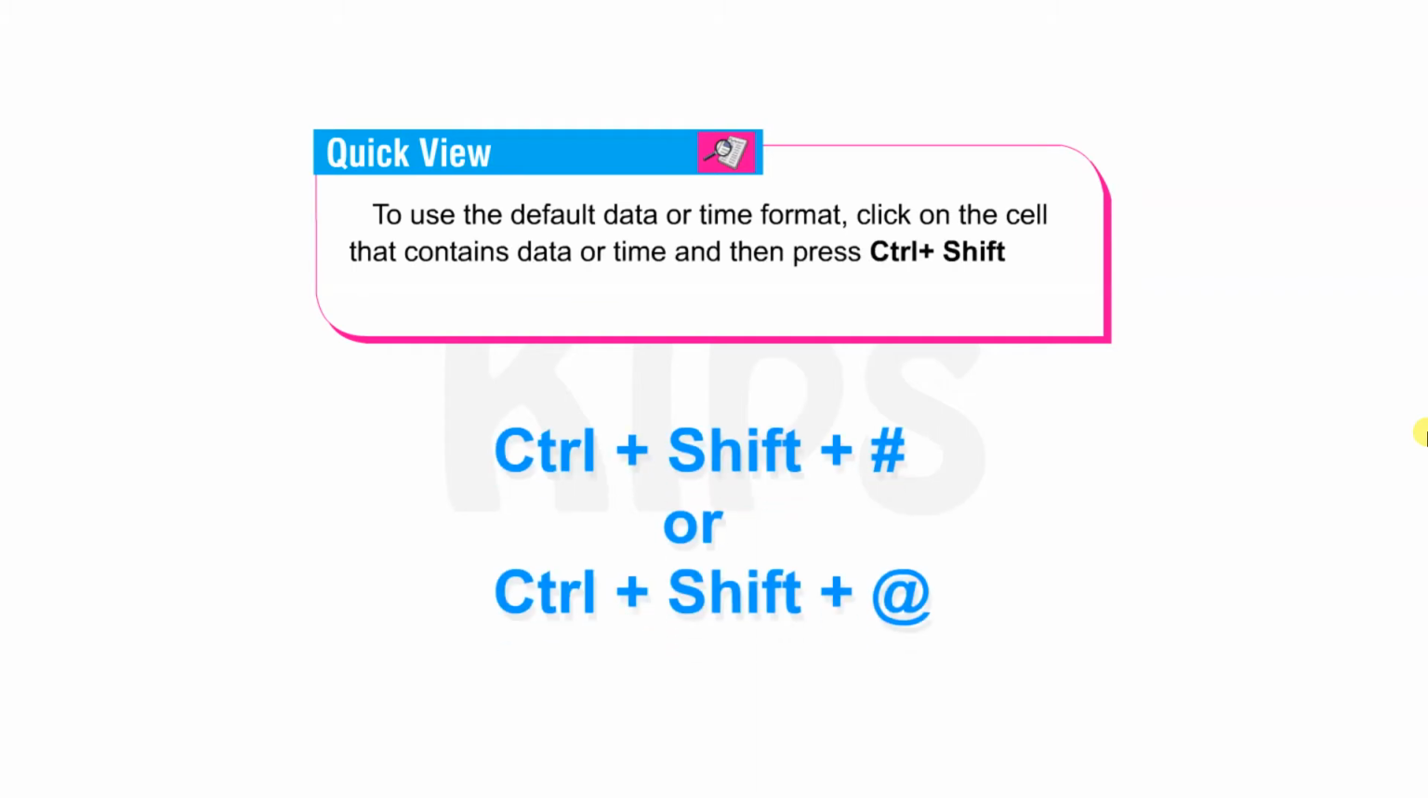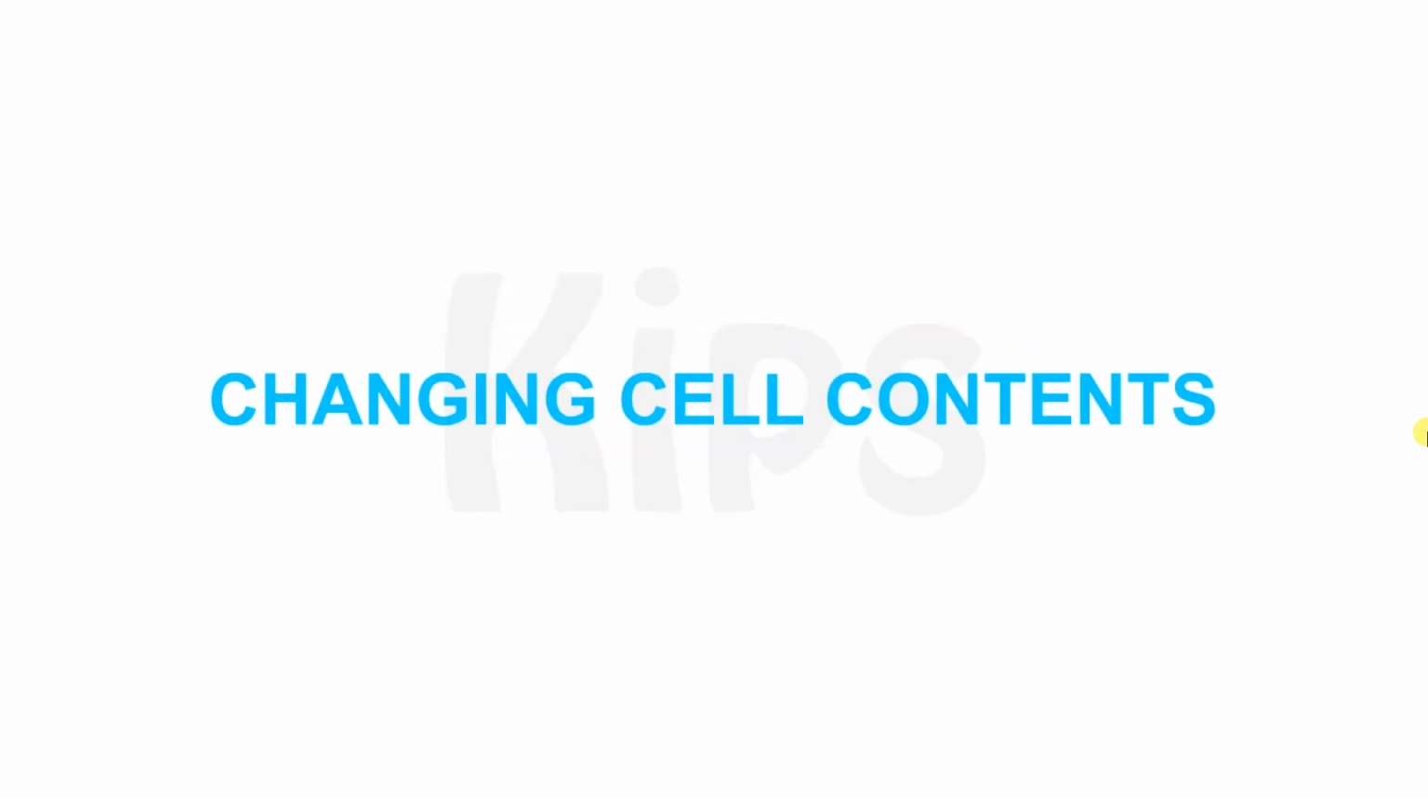To use the default date or time format, click on the cell that contains the date or time and then press Ctrl+Shift+# or Ctrl+Shift+@ respectively. Let us now learn about changing cell contents.